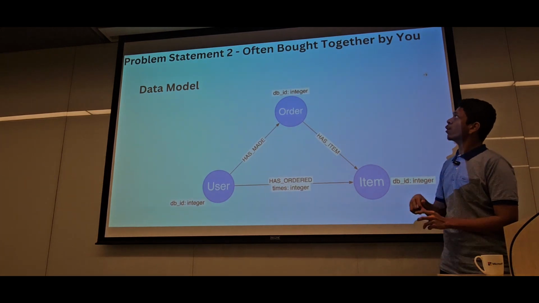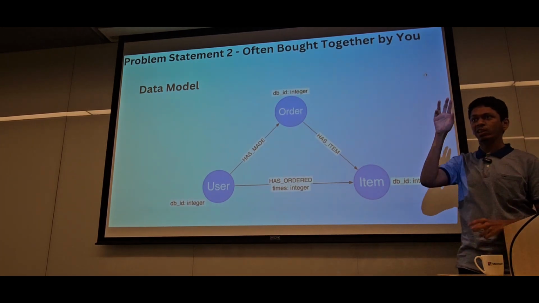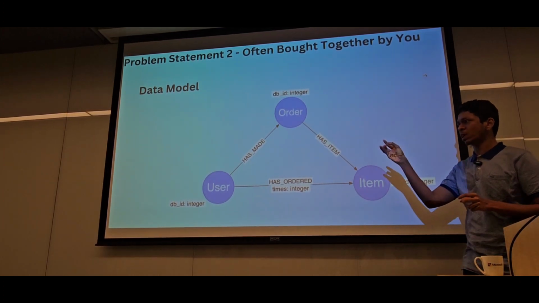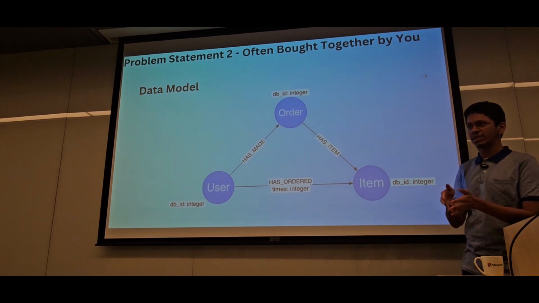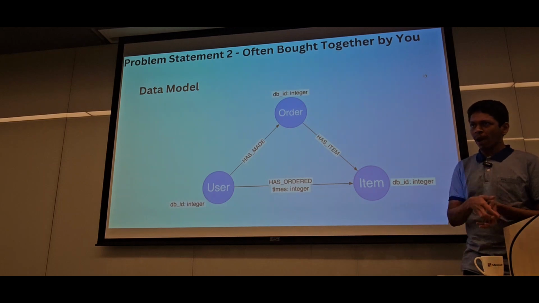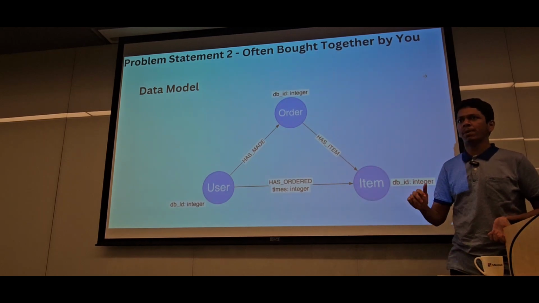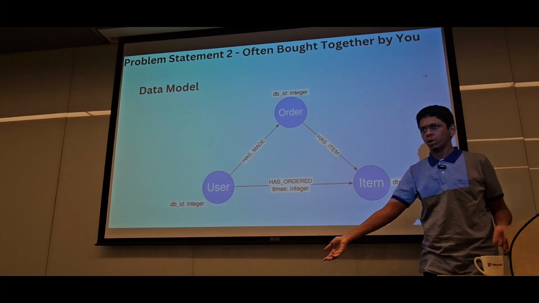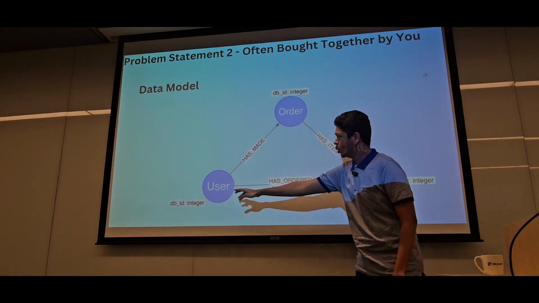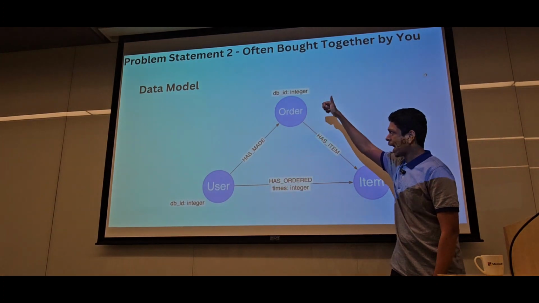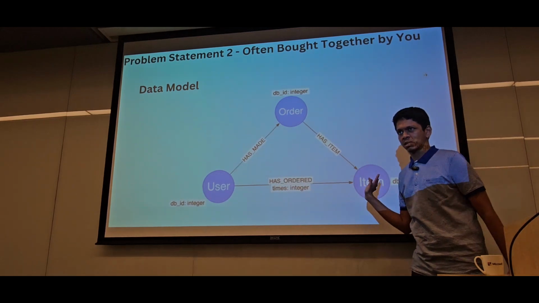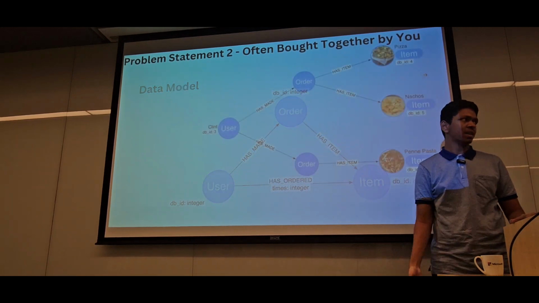Our second problem statement was items often bought together by you in the same order. That's why we need to store that, because I might order pizza today and I might also order it tomorrow. But along with pizza, I might buy nachos today, and along with pizza, I might buy pasta tomorrow. So there needs to be an order concept, which we introduce. We say that a user has made an order, and that order has items, and we keep it like this.